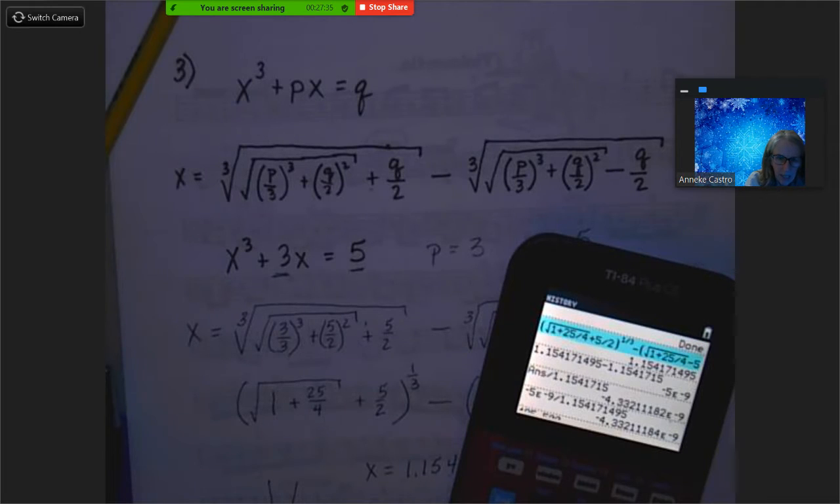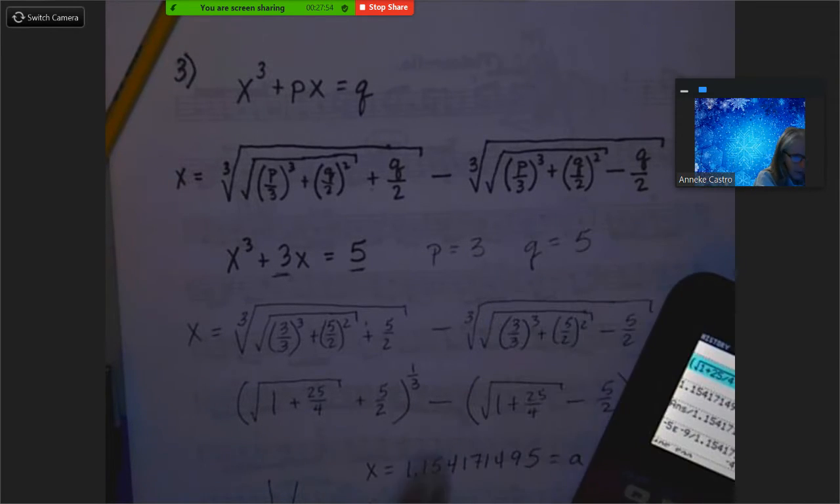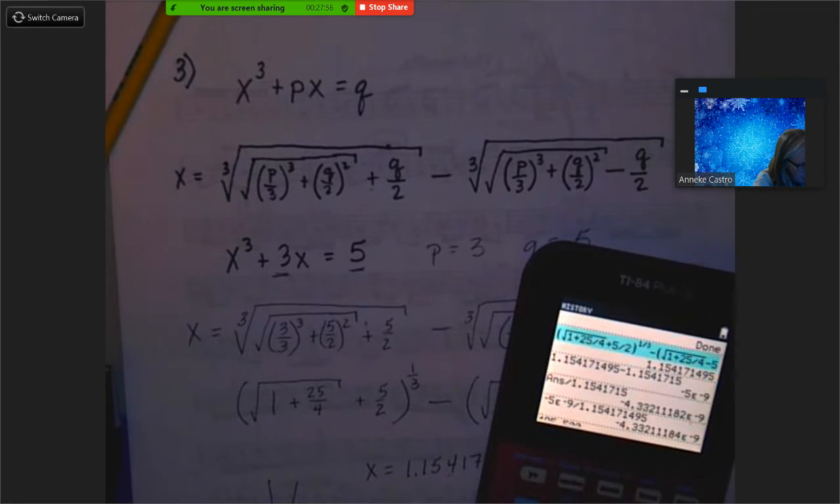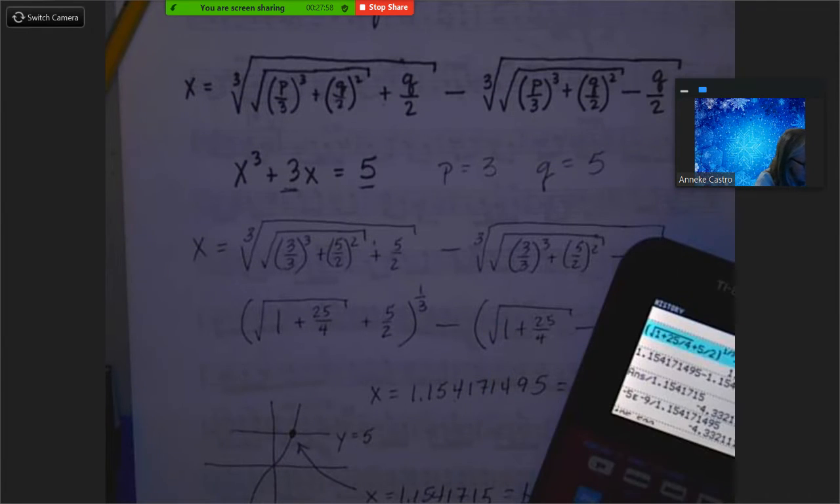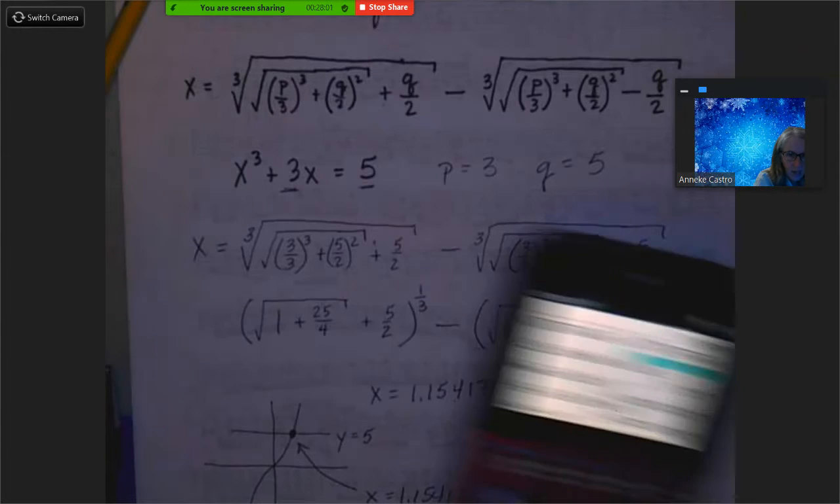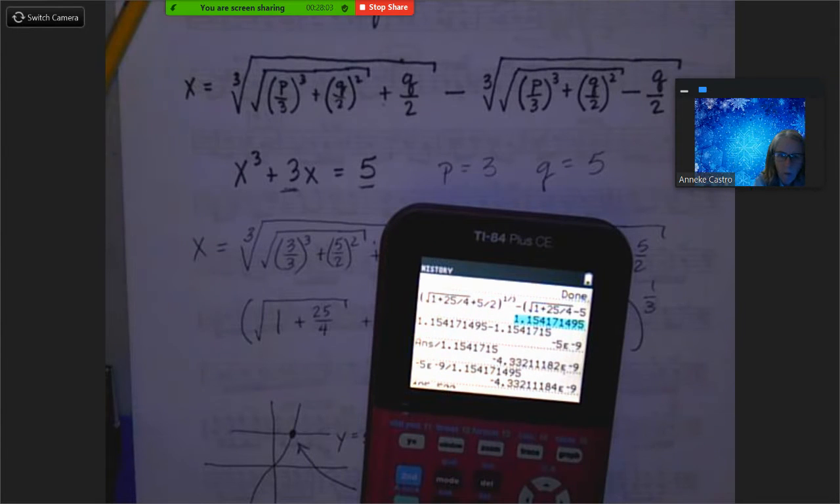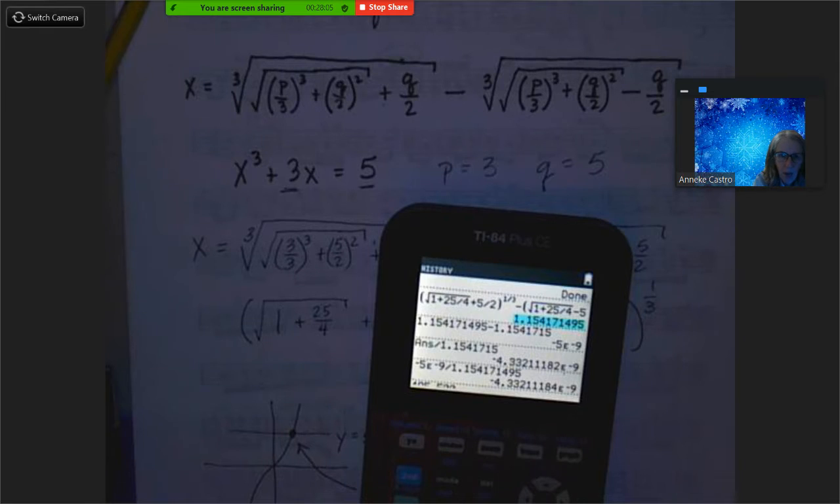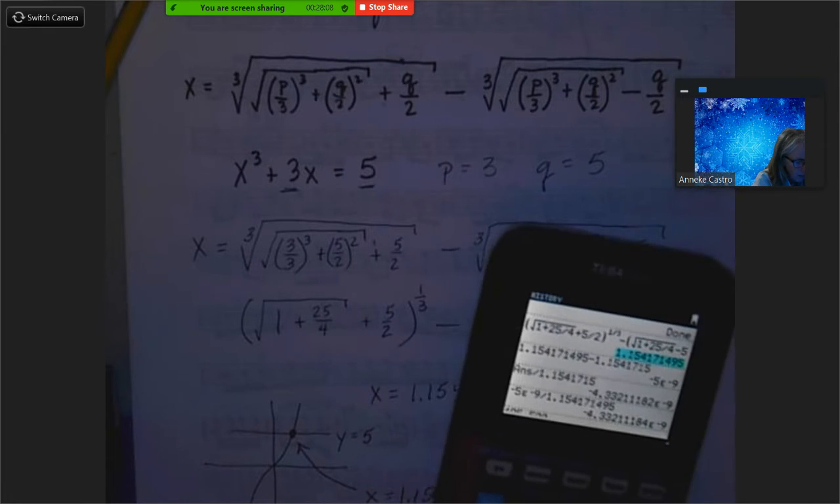So I plugged it all in exactly the way that I have it here, except that instead of using the cubed root, I changed it to parentheses, and I used the exponent of 1/3. Rather than trying to do the square root inside of a cubed root, I just changed the cubed root to exponent form. Okay, and then I have this in there as well. All right, so then I did that and I got the answer right there. 1.154171495.